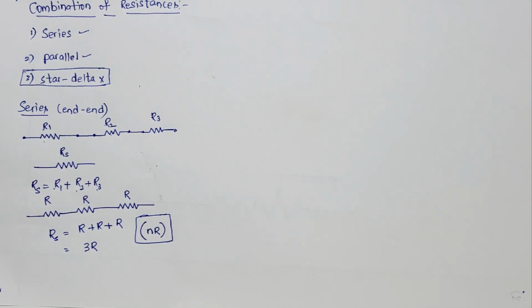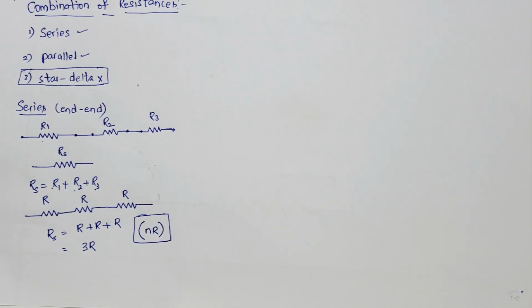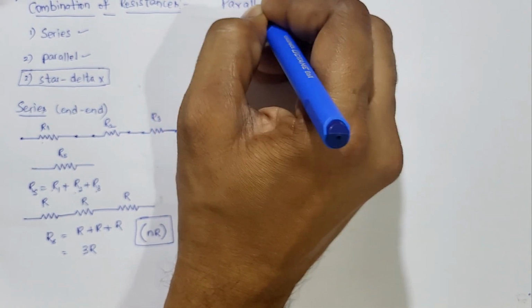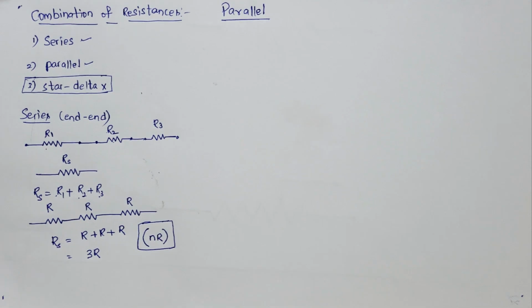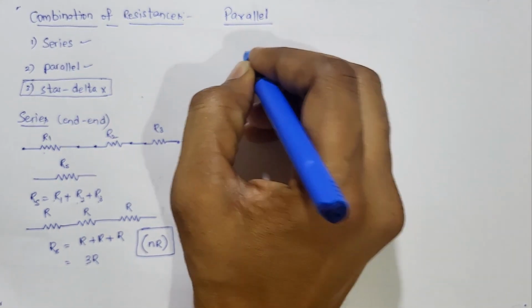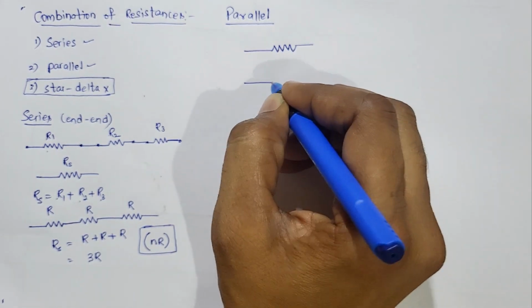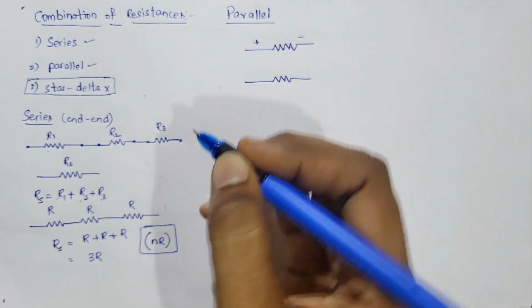Now, let us come to the parallel connection. What is this parallel connection? Parallel connection means, when there are two resistances like this, one resistance and one more resistance. Imagine this is the positive and this is the negative terminal of the resistance.